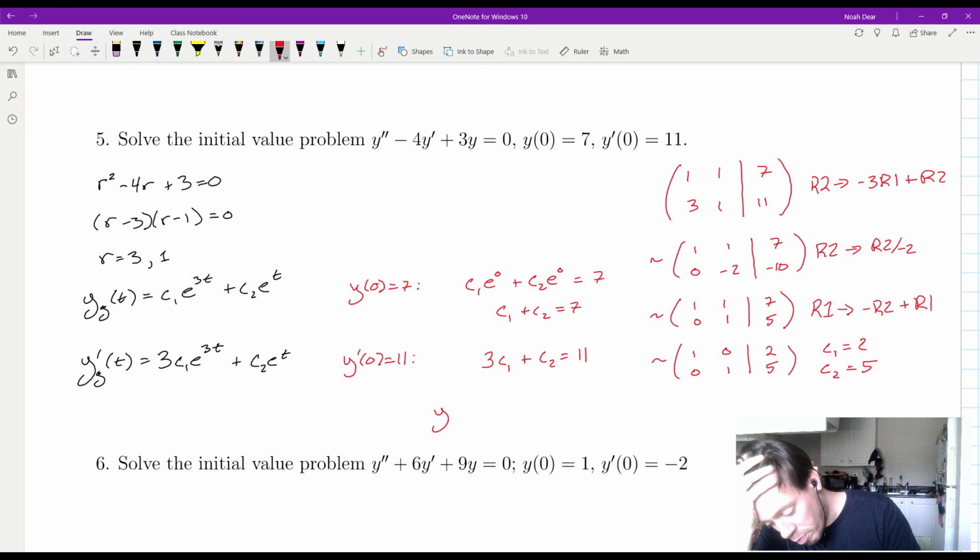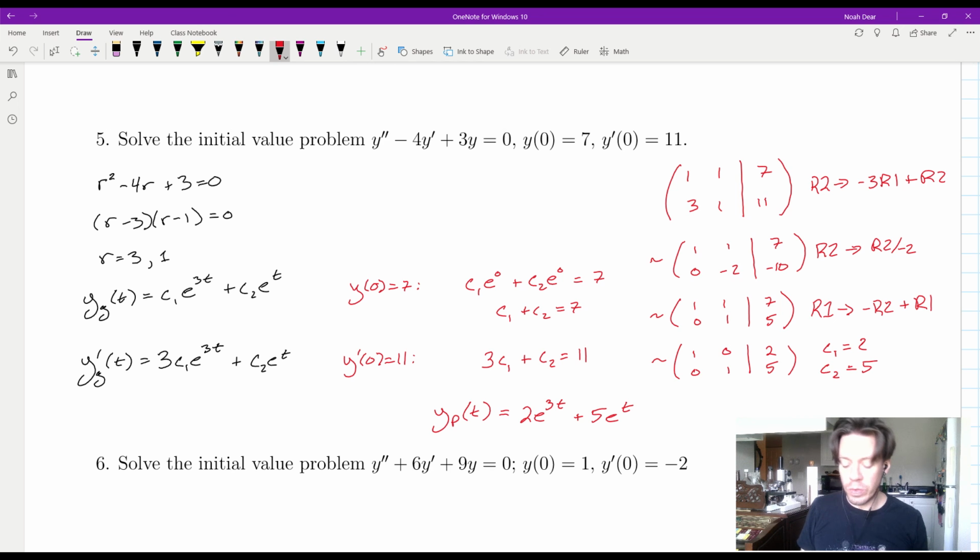So we can say that our particular solution to this differential equation is y sub p of t equals 2e to the 3t plus 5e to the t. And this particular solution will satisfy the initial conditions y of 0 equals 7 and y prime of 0 equals 11.